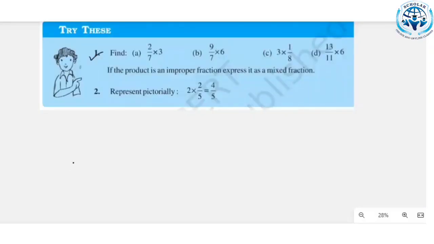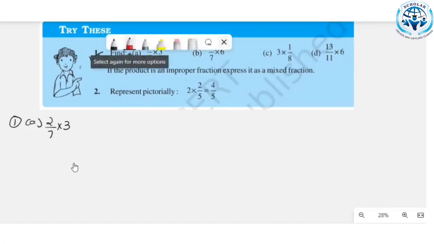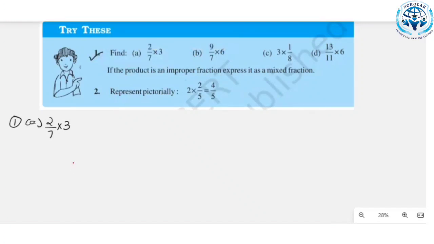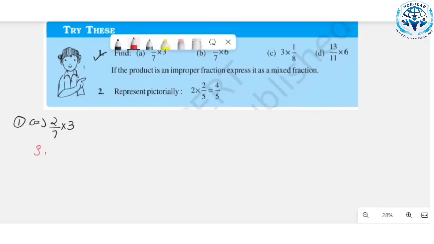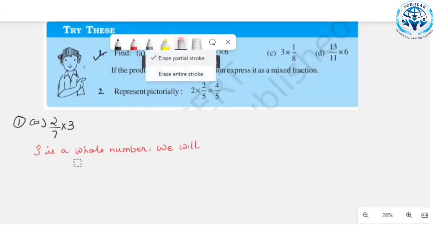Let's find the products of Try These. This is for practice. 2 by 7 into 3. I told you that when we are multiplying a fraction with a whole number, we will multiply the numerator with the whole number and write the denominator as it is. So 3 is a whole number and 2 by 7 is a fraction.